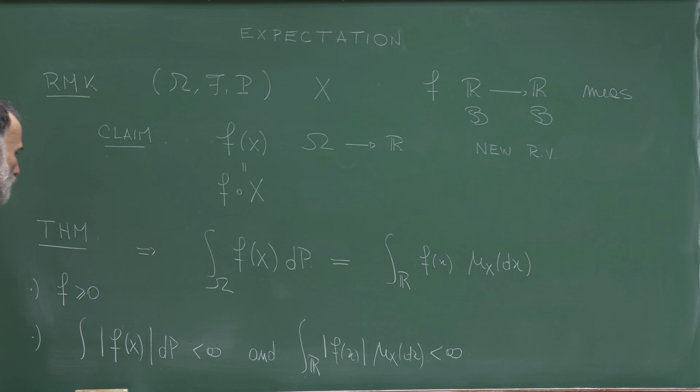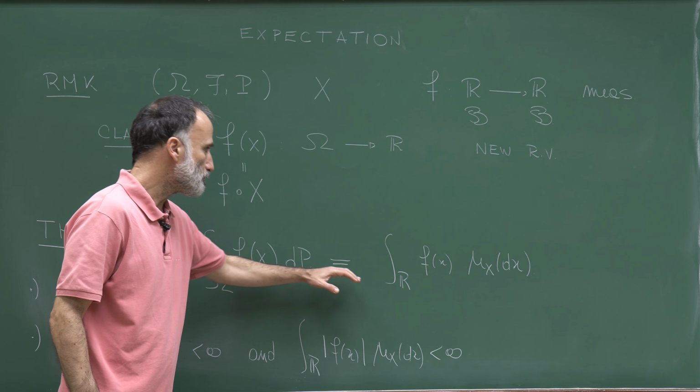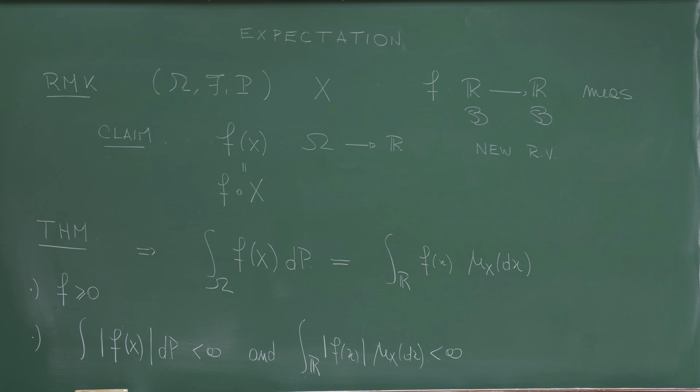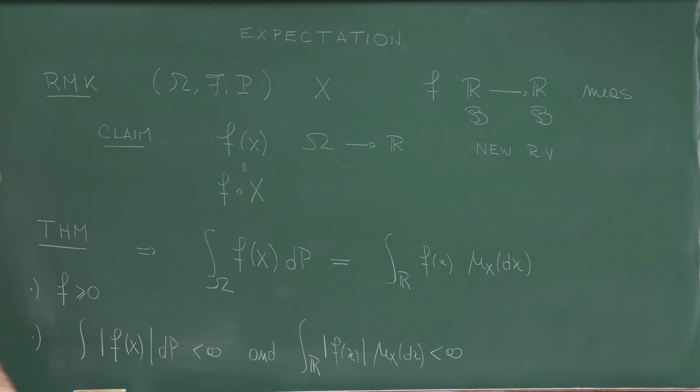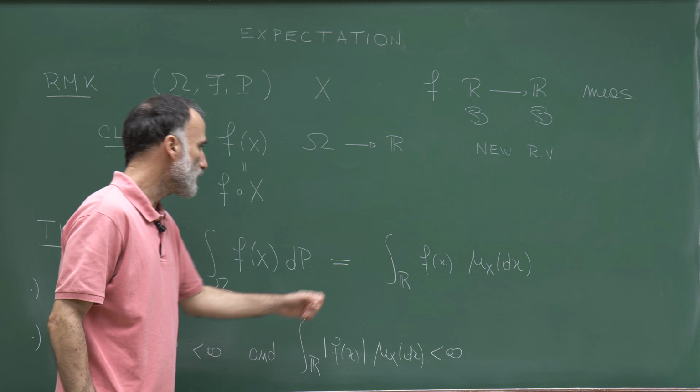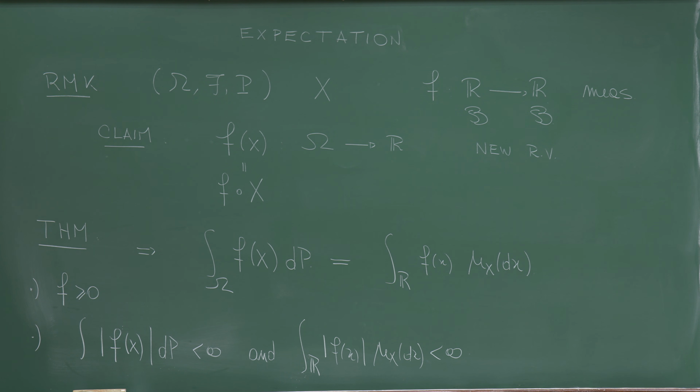So what I want you to prove is the following. Assume that f is non-negative, then this identity holds. Or assume that this quantity is finite and this quantity is finite, then this identity holds. And this is a simple exercise in measure theory.